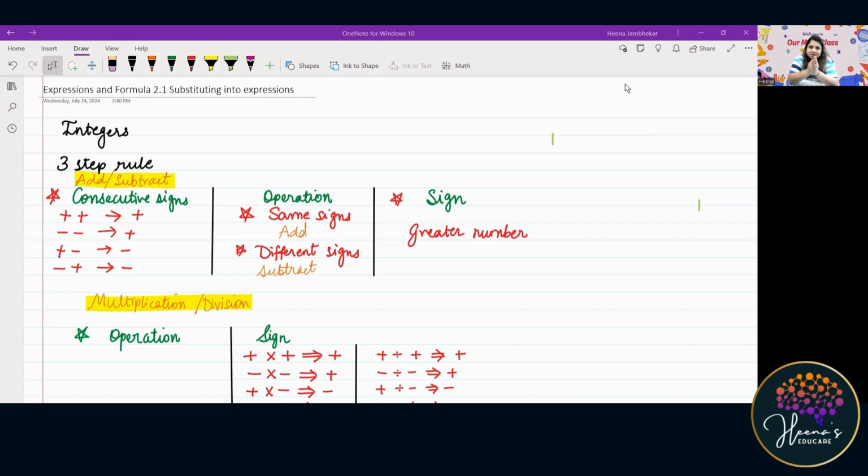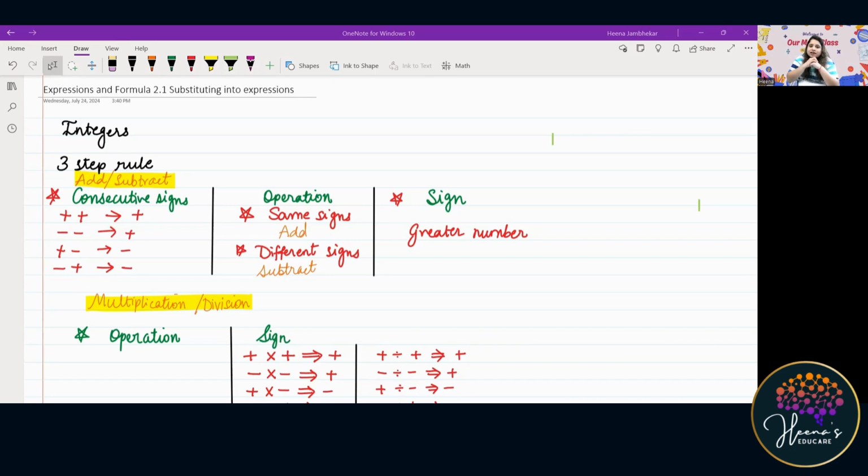You must have seen sums that say 3 plus plus 2. Whenever it is 3 plus plus 2, what do you write? 3 plus 2, which is nothing but 5. Let's say you have another one that is 3 minus minus 2. Whenever you have two consecutive signs, that is minus and minus, you will write 3 plus 2, because for consecutive signs minus minus, you write a plus. Let's say you have 3 plus minus 2. Now you have consecutive signs, that is plus and minus. For plus and minus, what will you write? You will write a minus. So you will write 3 minus 2, which is 1.